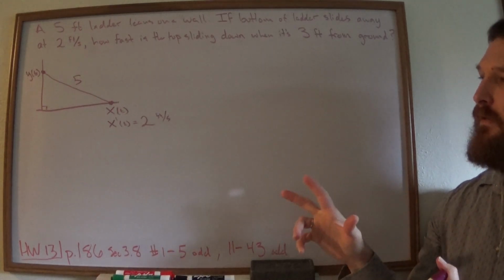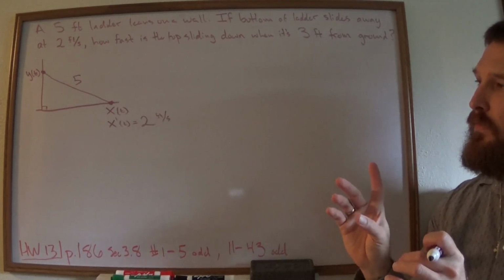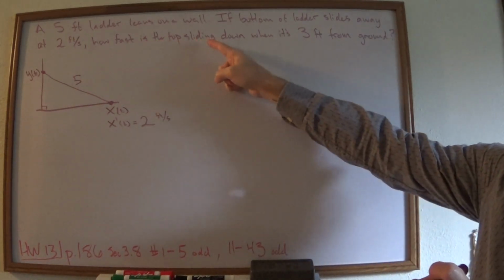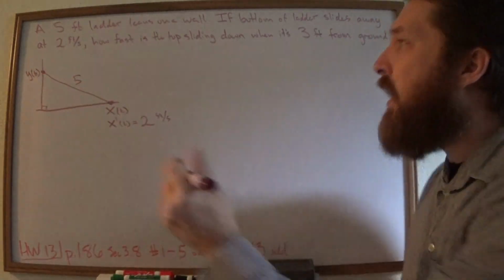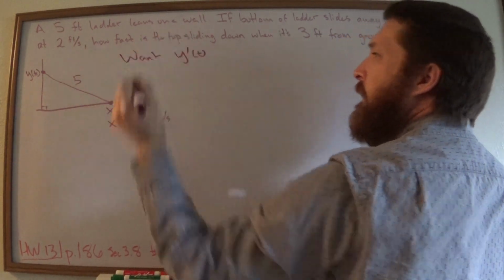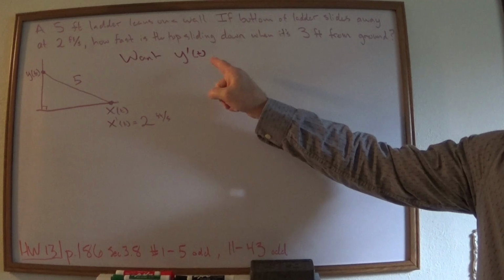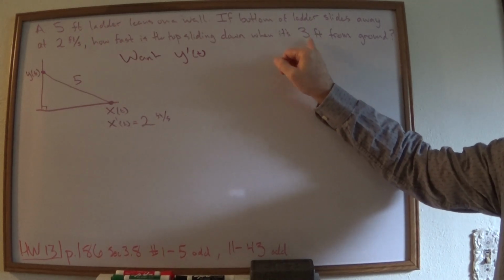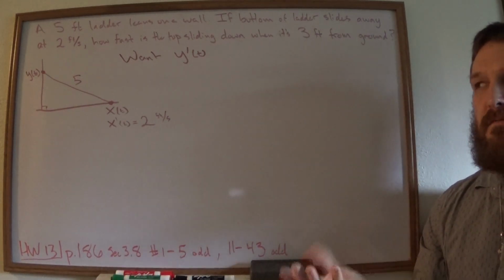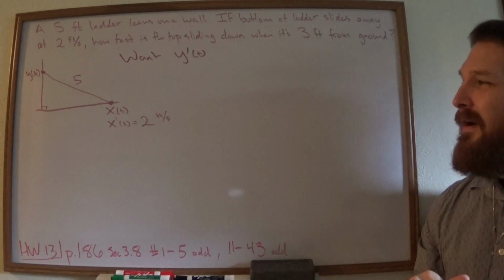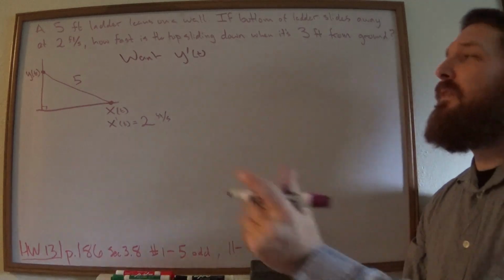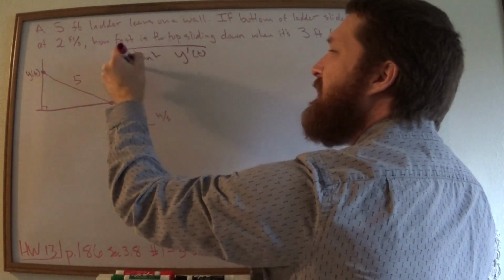What we're looking for is how fast the top is sliding down. So what we want then is y prime, right? And there's something interesting going on here, when it's 3 feet from the ground. That leads me to believe that it's not the same always. But we'll get into that. Anyway, the idea is we want y prime of t.